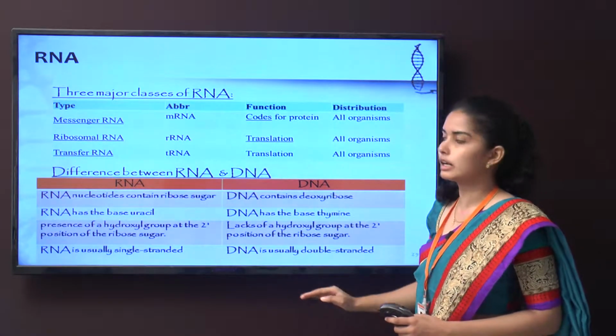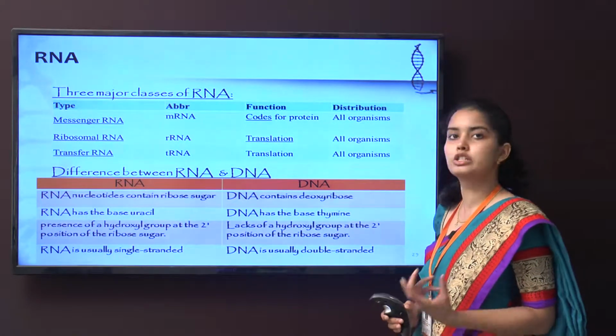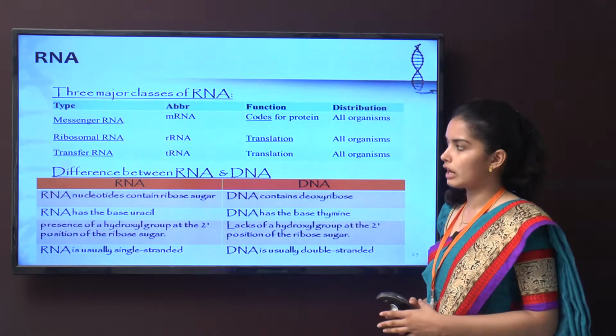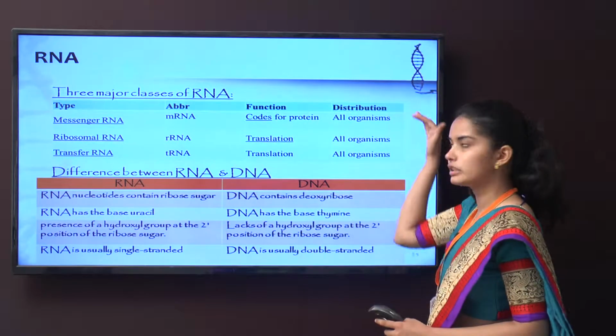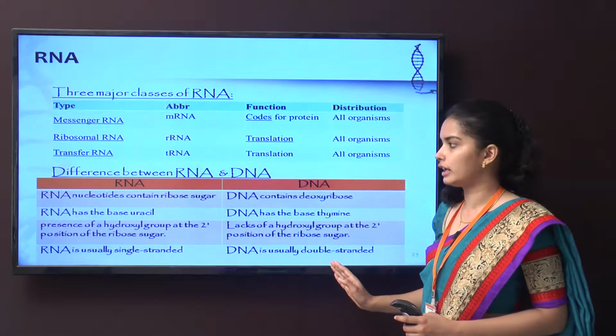There are three major classes of RNA: messenger RNA, denoted as mRNA, which codes for protein; ribosomal RNA, that is rRNA, for translation; and transfer RNA, that is tRNA, for translation. It is present in all organisms. This is the difference between DNA and RNA.